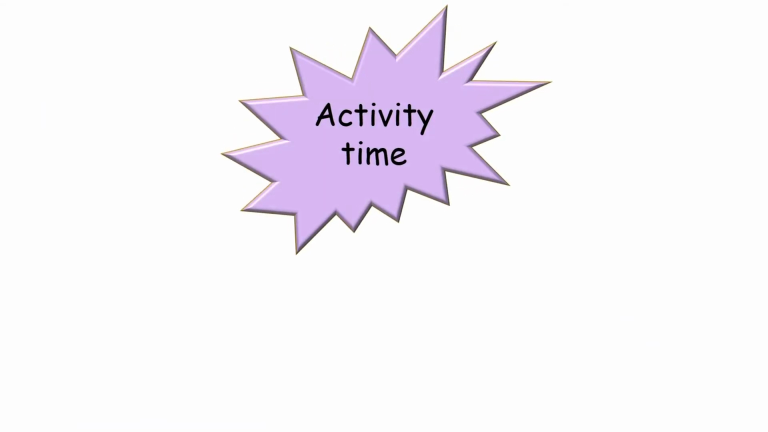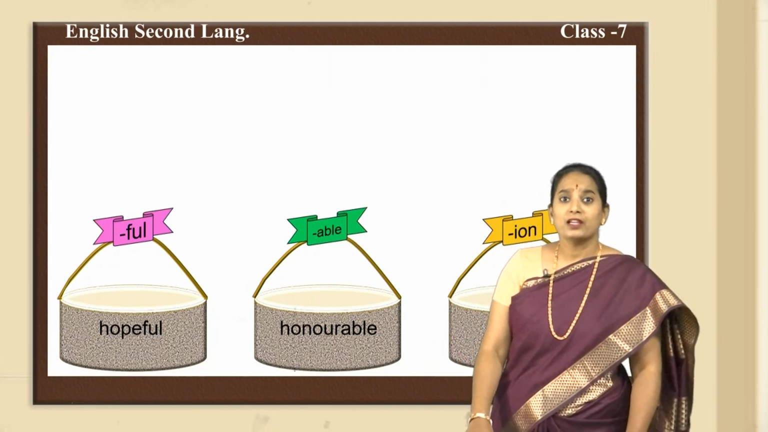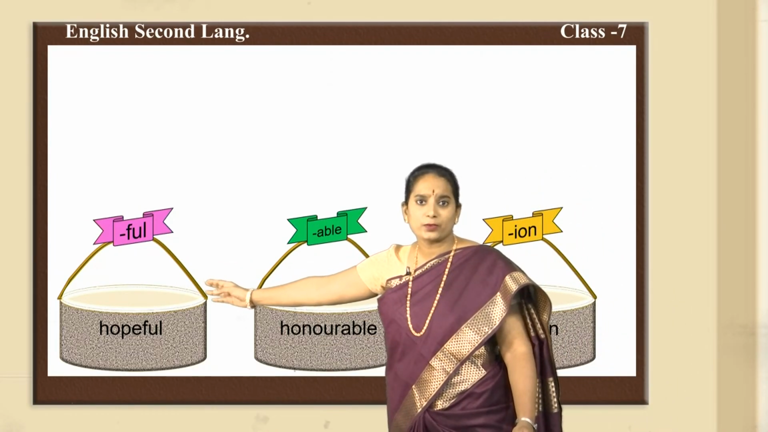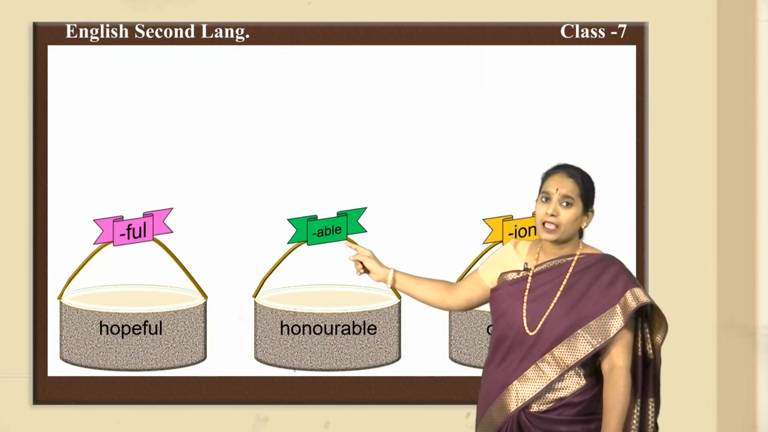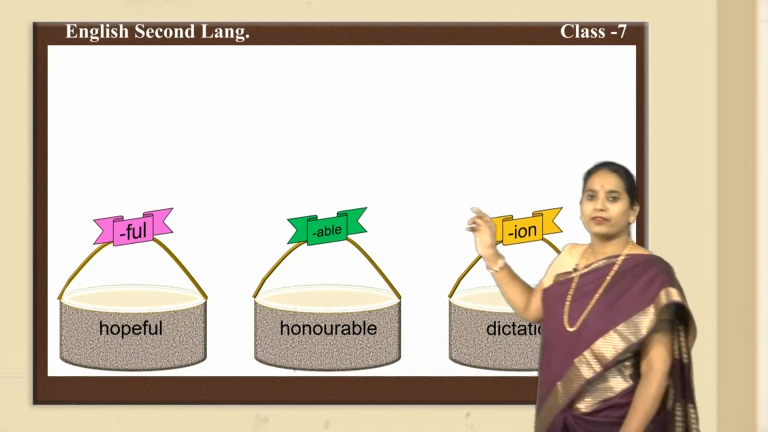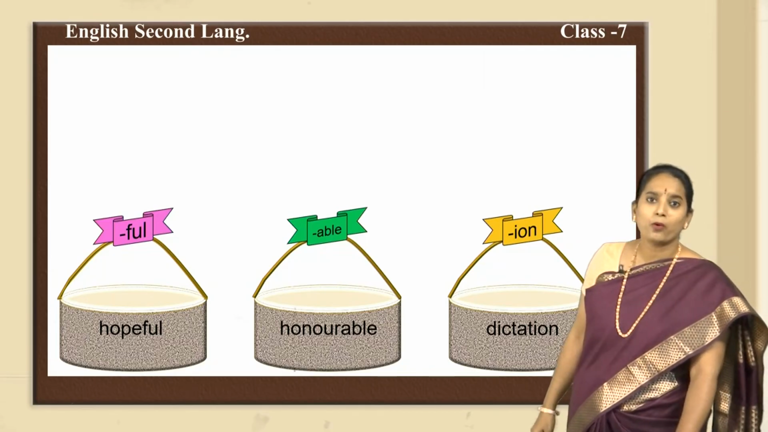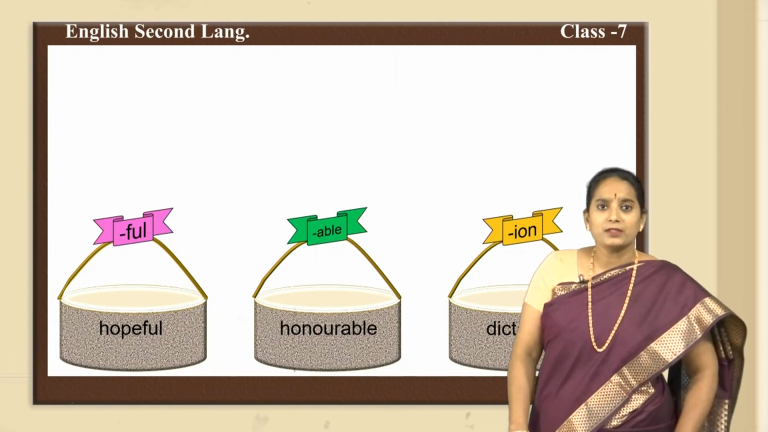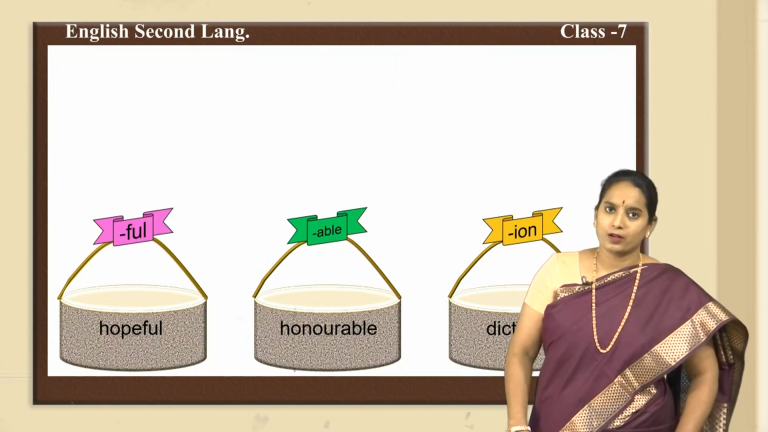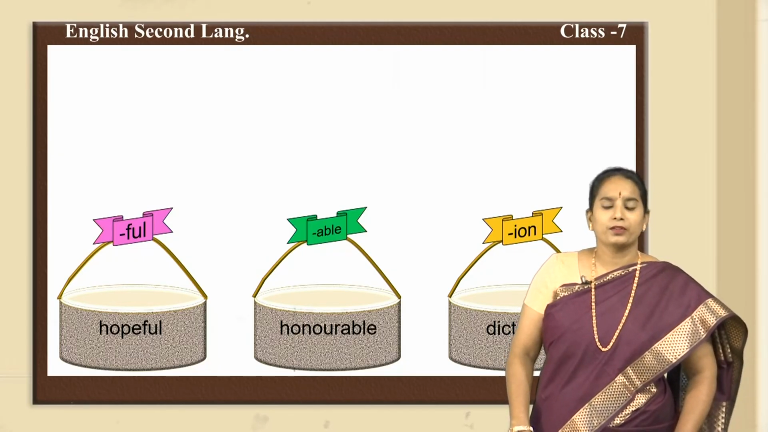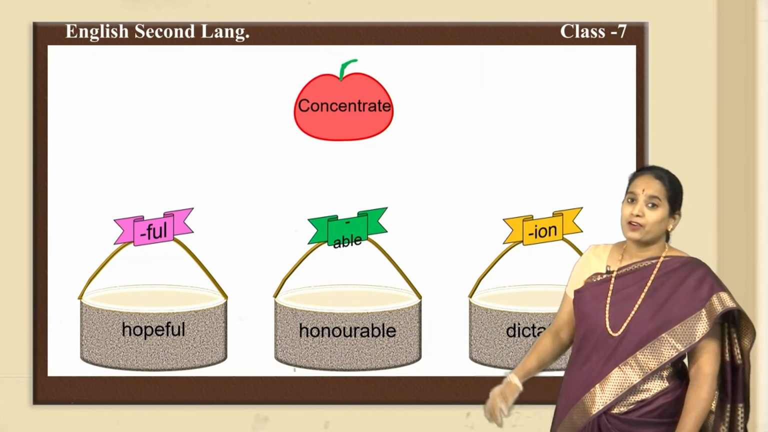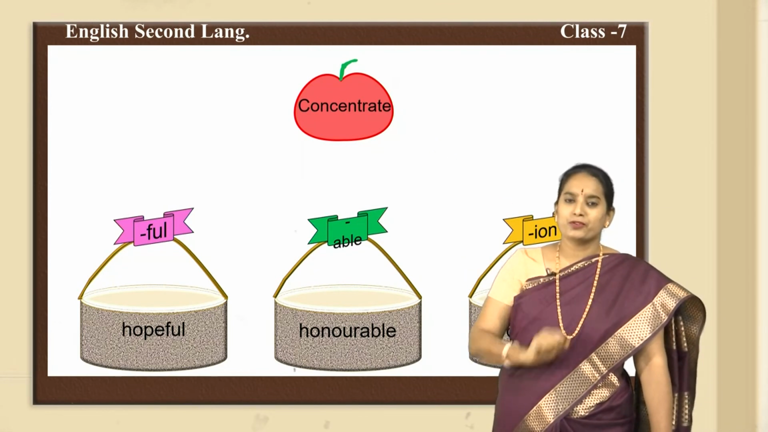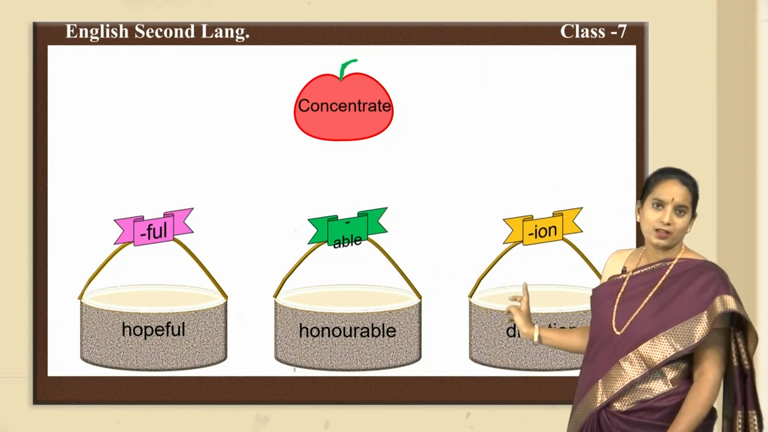Children, let's begin with an activity. What do we have here? We have 3 baskets. The first basket is with the suffix FUL, full. The second basket is with the suffix ABLE, able. And the third basket is with the suffix ION, shun. Sometimes we use TION or SION. It depends on the word. Now what do we do with these 3 baskets? We have a word and you have to select the right basket for the word.